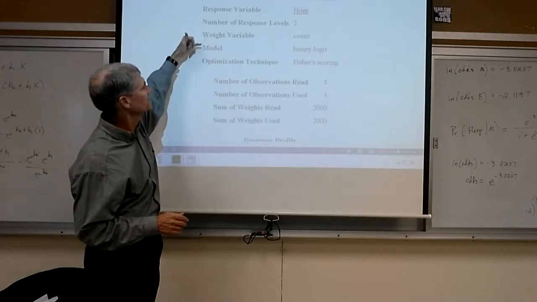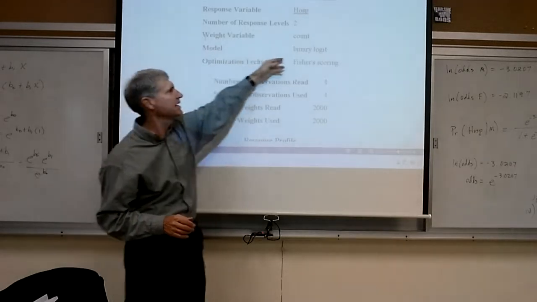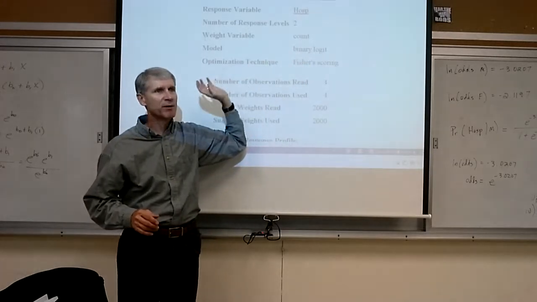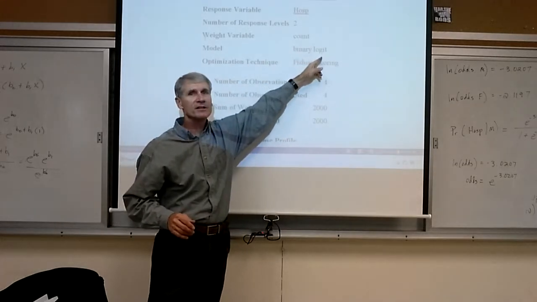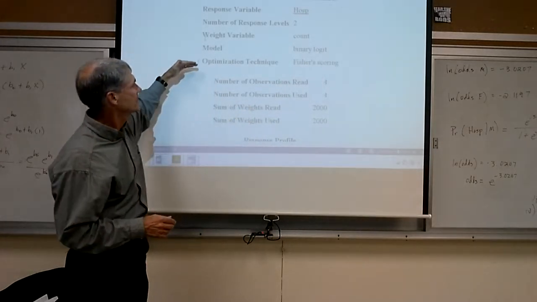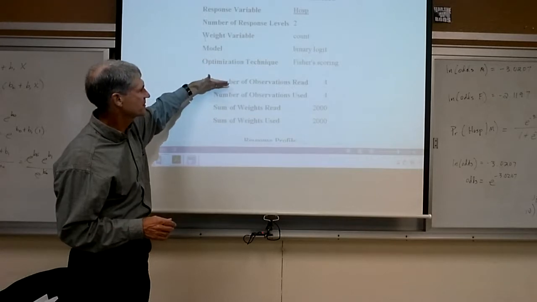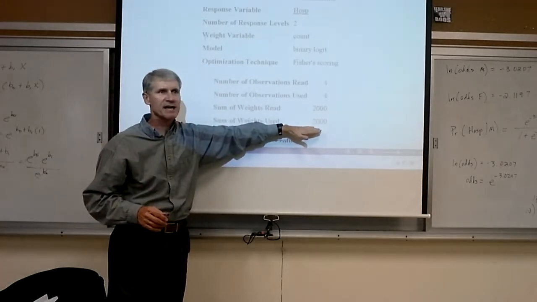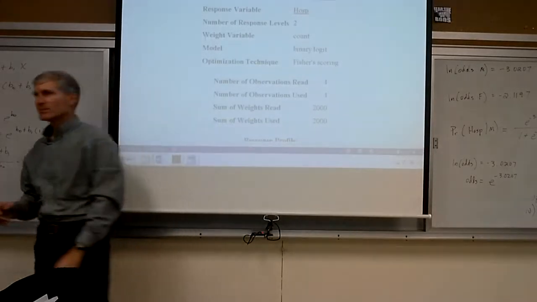So then the weight variable is count. Model is binary logit. That's the default. If you want to use some other transformation other than the logit, you can do that. Then number of observations read and used, and then sum of the weights, 2,000. That should be your sample size. Right? Sum of the weights.